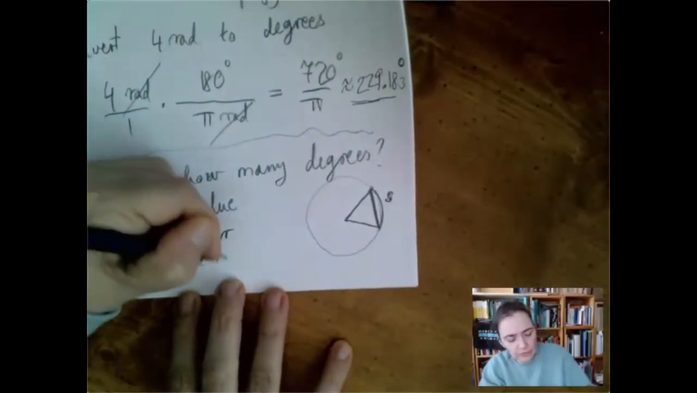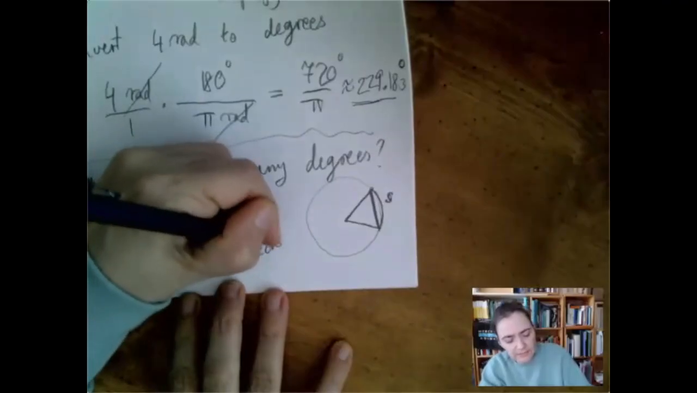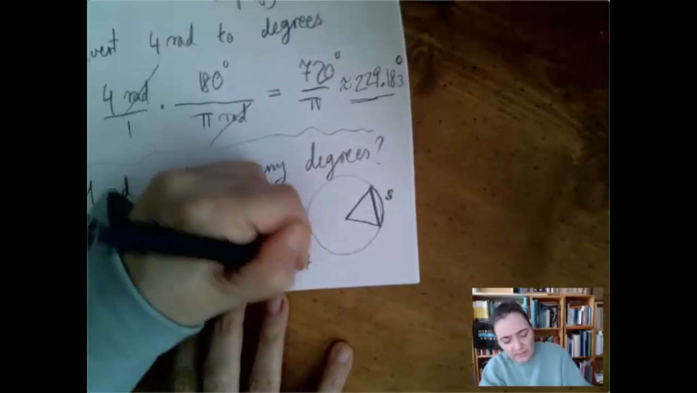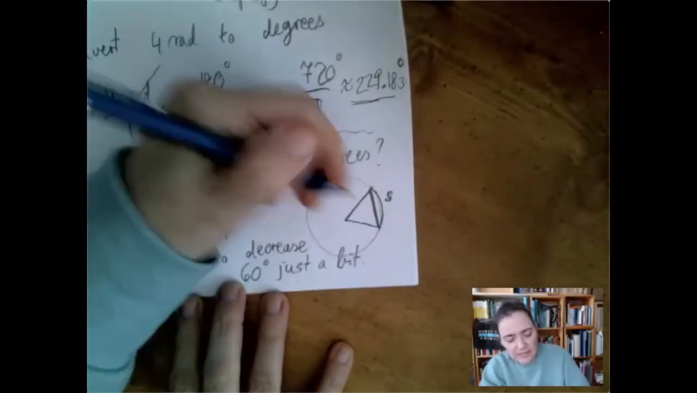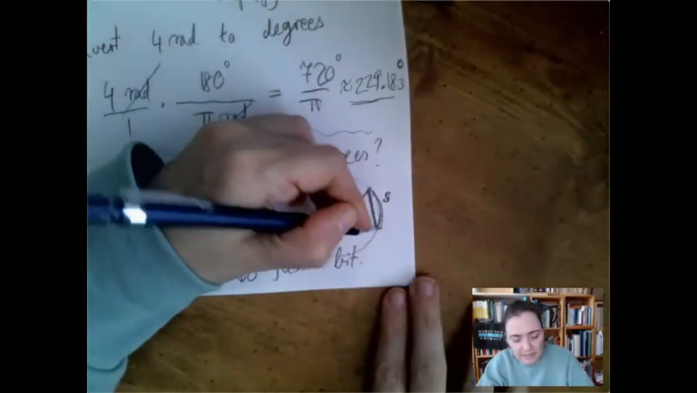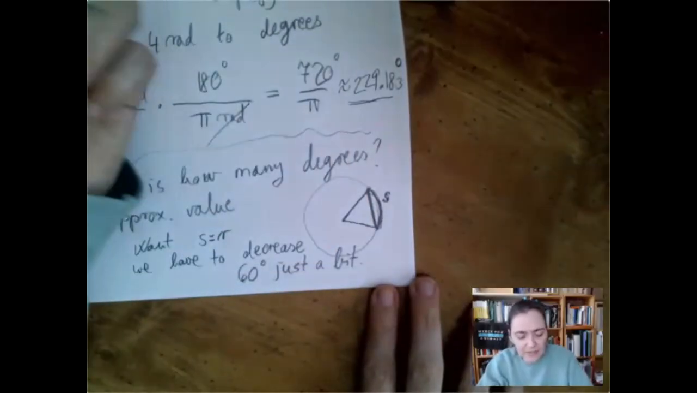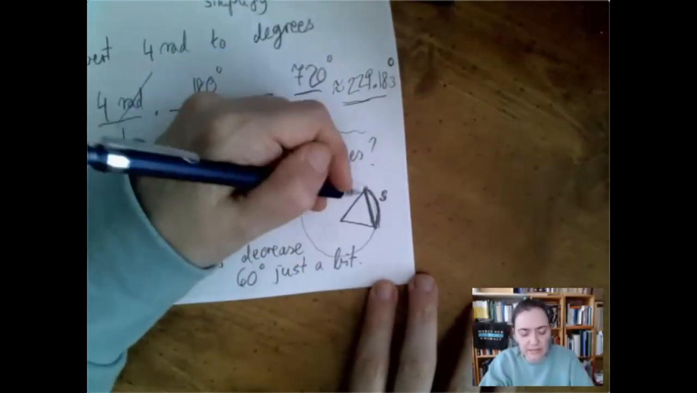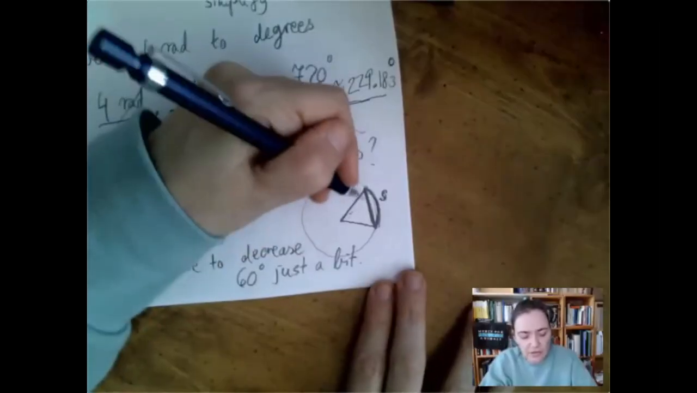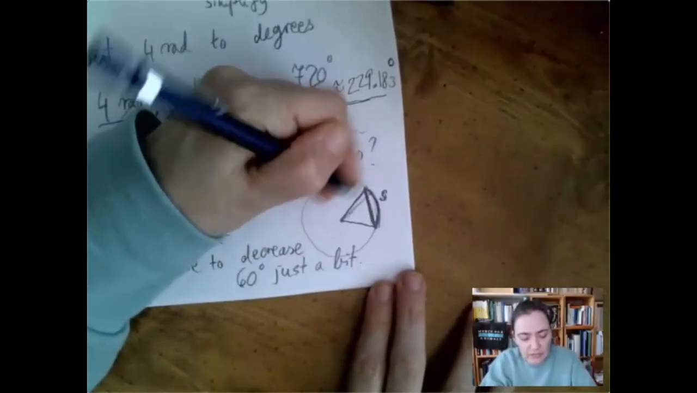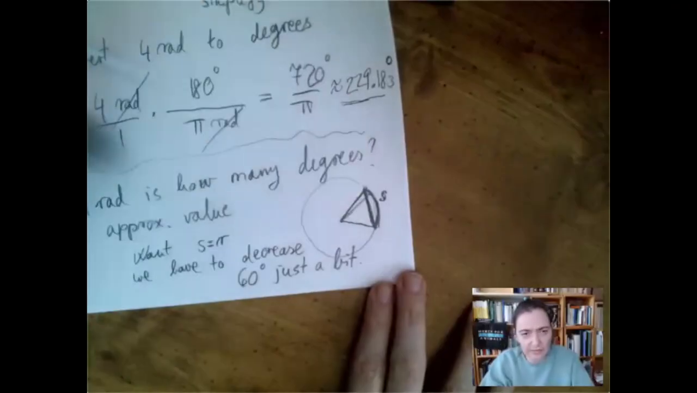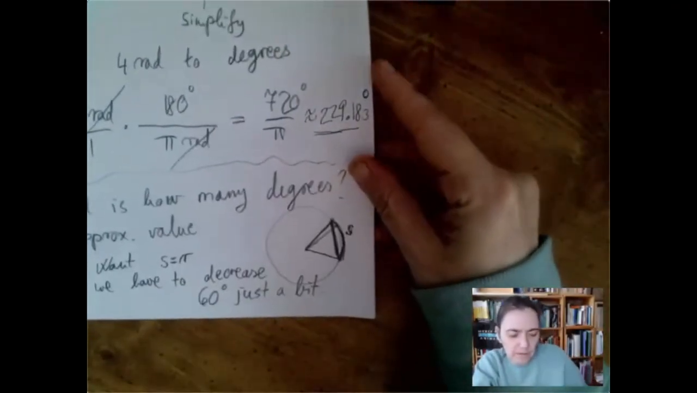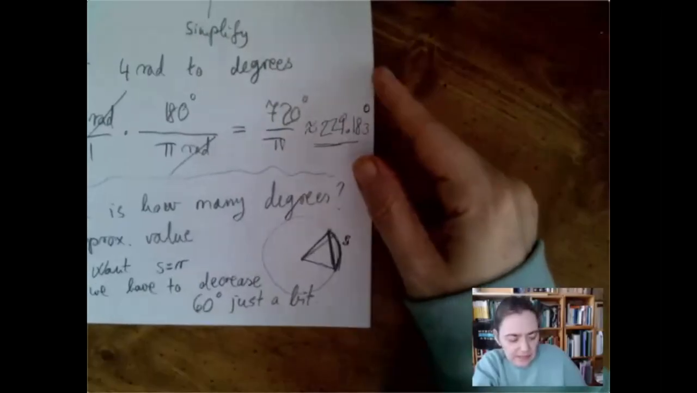We have to decrease 60 degrees just a bit. Does that make sense? 1 radian means that the arc length is exactly the radius. Now, this one is longer than the radius because this chord is radius long in case of 60 degrees. So we just have to close this in just a few degrees so the arc length becomes as long as the radius is.